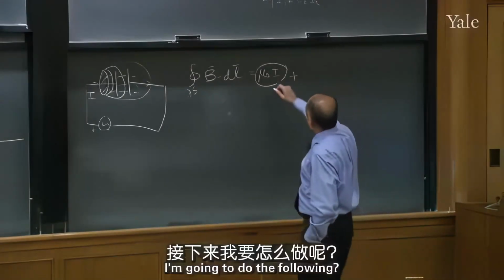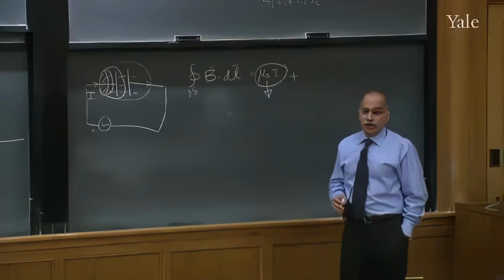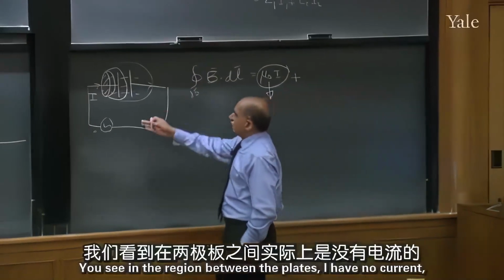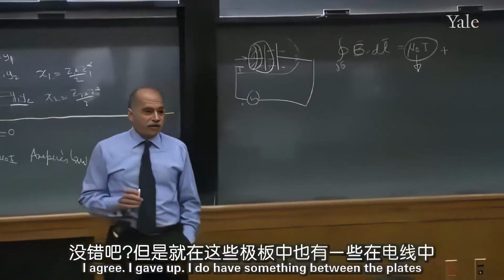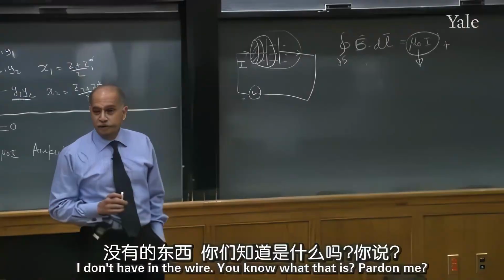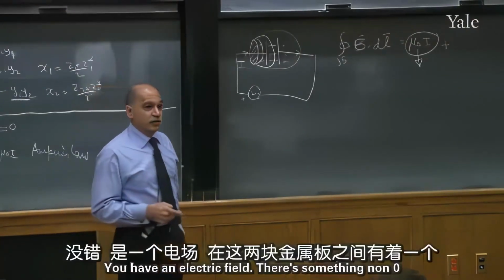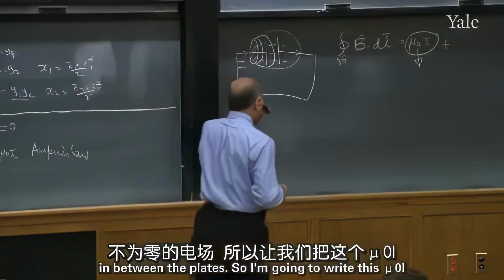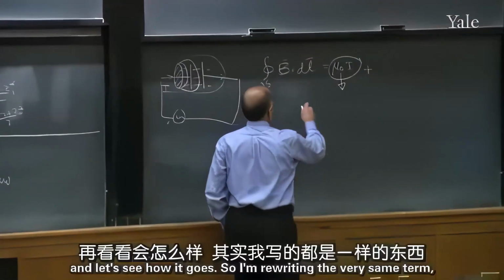I'm going to rewrite this as follows. You see, in the region between the plates, I have no current. I agree. I give up. But I do have something between the plates I don't have in the wire. You know what that is? Pardon me? Electric field. You have an electric field. So there's something non-zero in between the plates. So I'm going to write this mu 0 I somehow in terms of the electric field between the plates, and let's see how it goes.